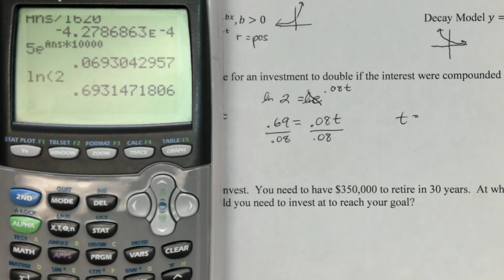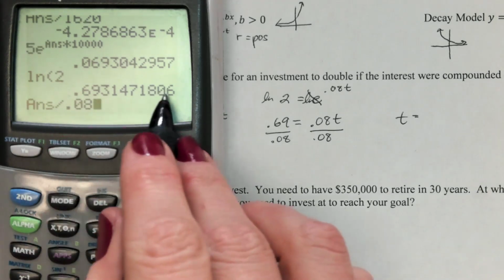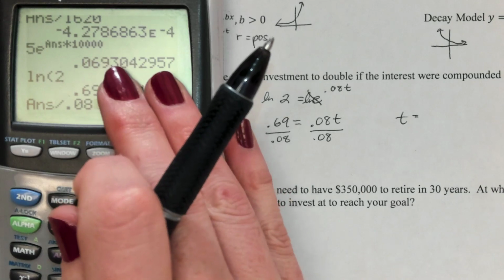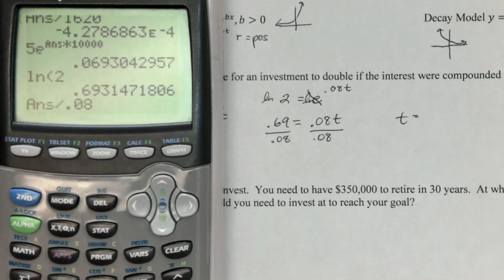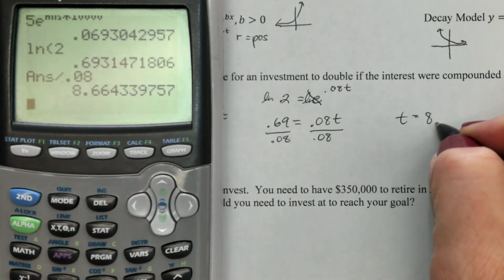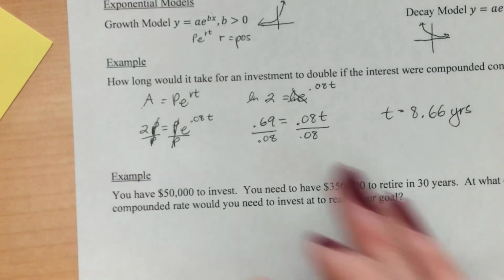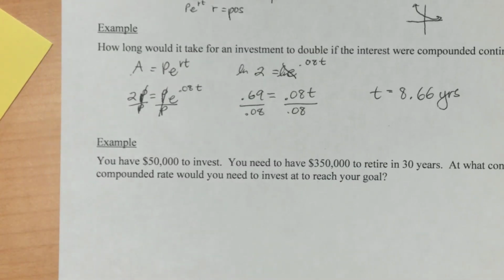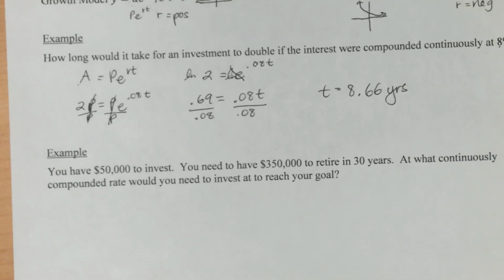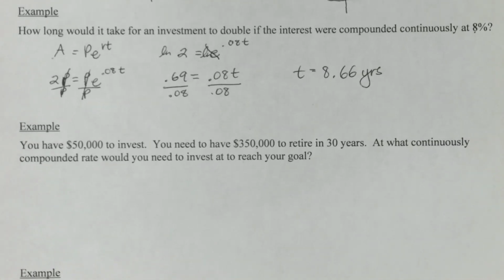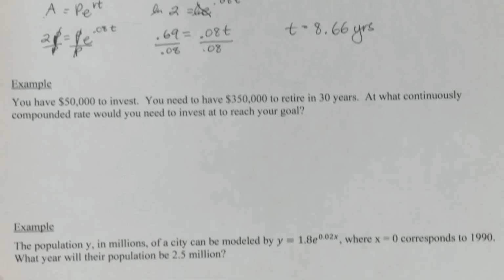I'm just going to hit the divide button so that it uses all of that answer. I don't just use 0.69, because that'll round my answer way too much. I want to use the whole thing. And it looks like this is going to be about 8.66 years. So no matter how much money I have to invest, if I have an 8% interest compounded continuously, it's going to take me a little over 8.5 years to double my investment.